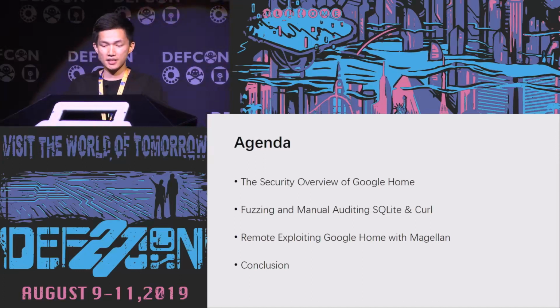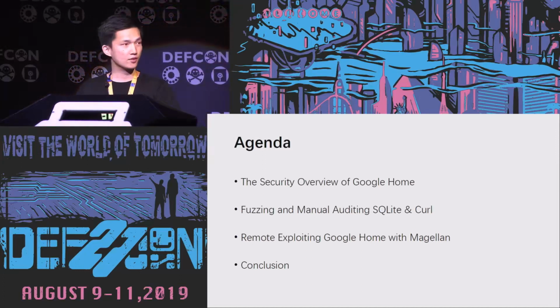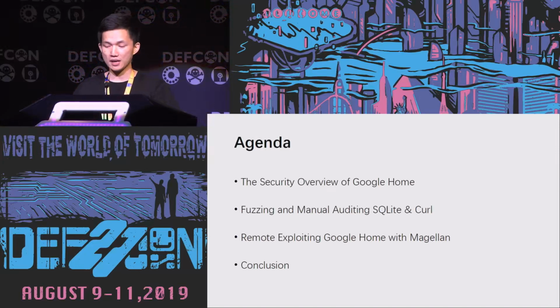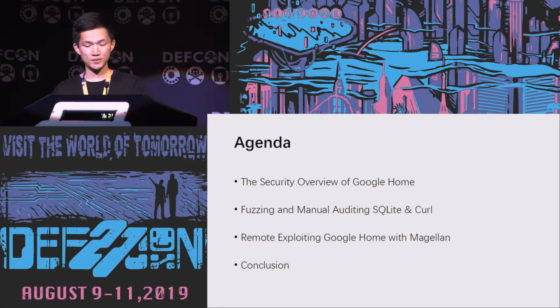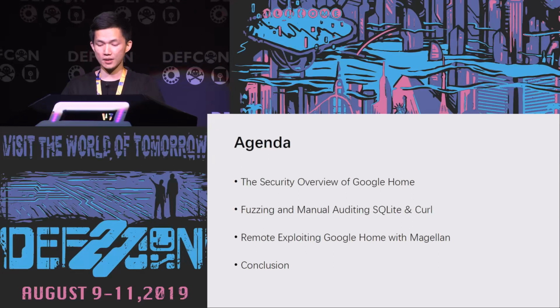Next, let's take a brief look at the outline. First, we will introduce the attack surface of the Google Home smart speaker. Then, we will share the details on how to find and exploit SQLite and Curl. Finally, we will summarize our research.